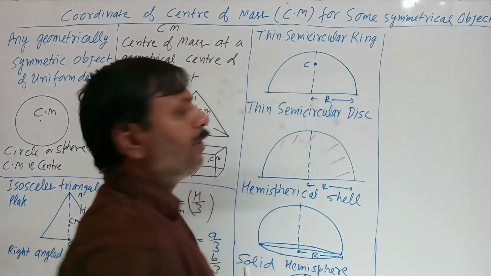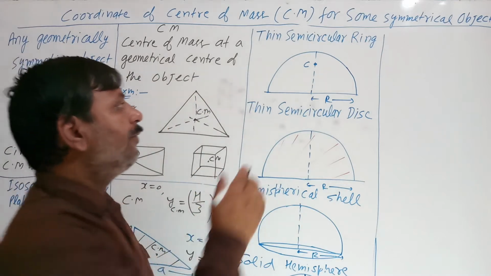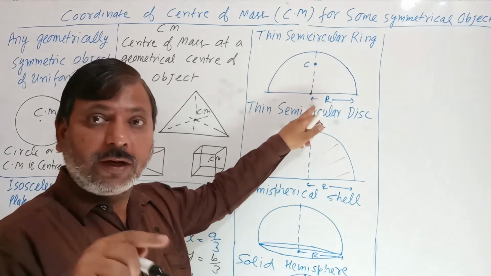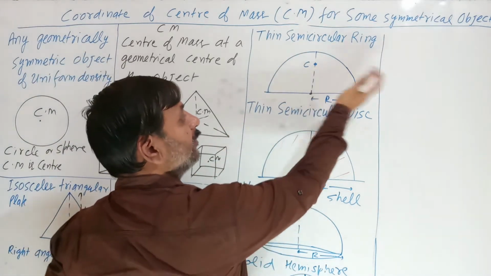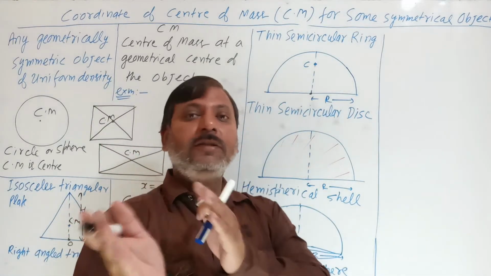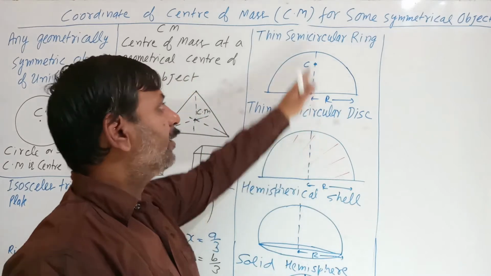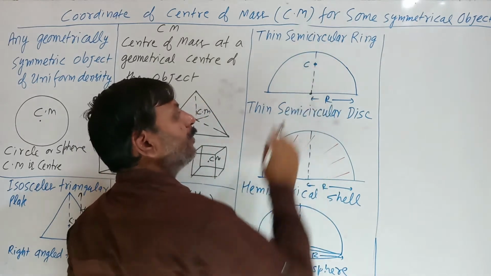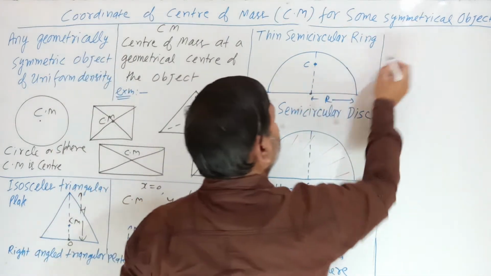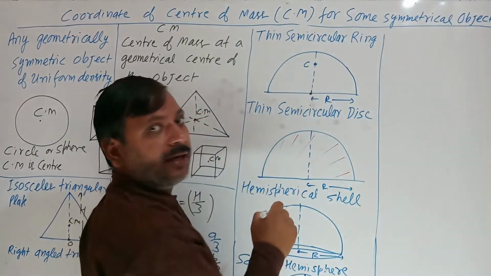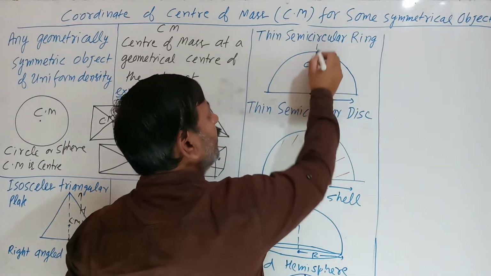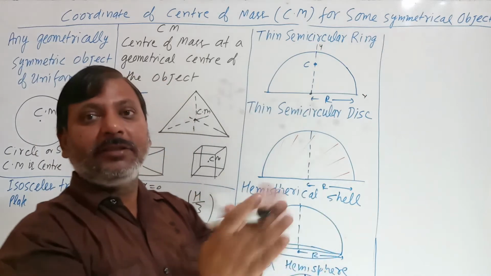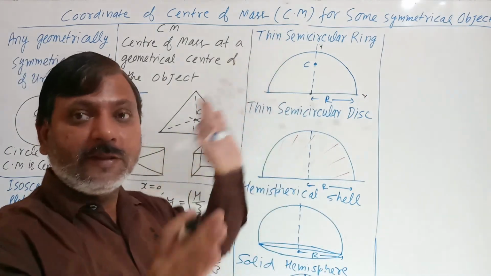For example, a thin circular ring. If I take this as the origin, what would be the center of mass? This is symmetrical. Remember one thing: if an object is symmetrical on both sides, the center of mass will lie on that line. Taking this as the origin, with this as the x-axis and this as the y-axis, the center of mass will lie on the line about which the ring is symmetrical.